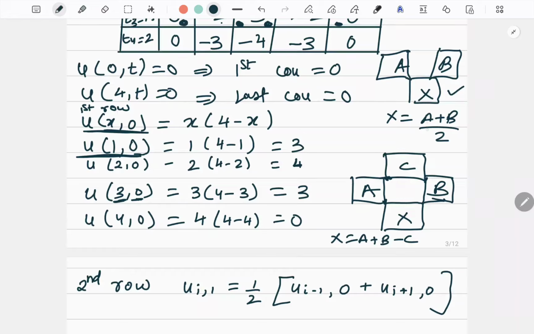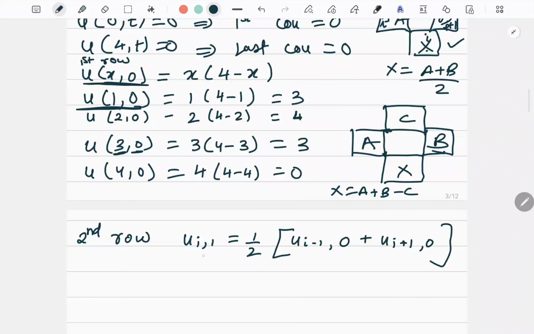If I want to find out this x, I wrote a plus b upon 2. See, i represents the column and j represents the row. So if I want to find out for 1, what I am doing, row is changing, column is not changing. I want to find out this. So if suppose this position is your i, then this is i minus 1 and this is i plus 1. So that is the reason it came like that. So this formula and this formula is same, but I have written it in a simplified manner so that students should not get confused.